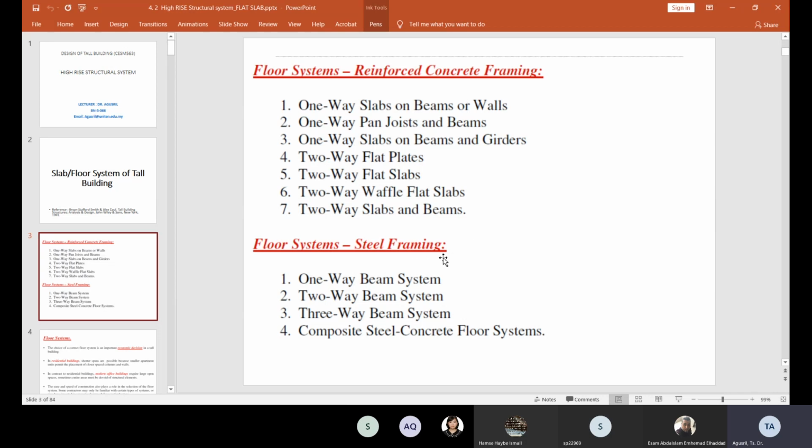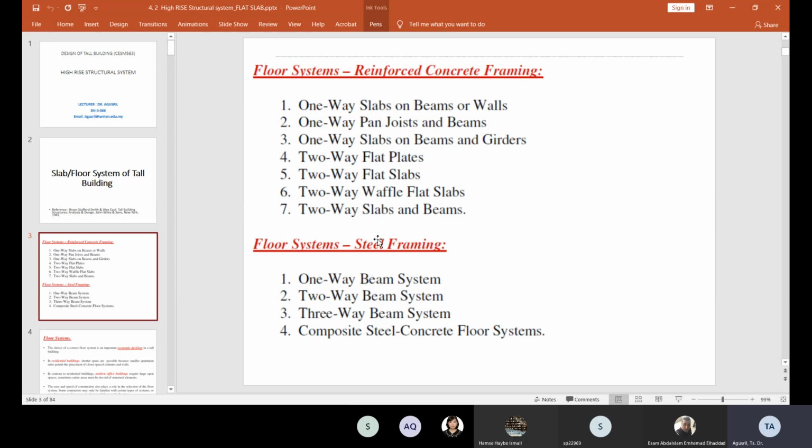And then for the steel structure, they also have the one-way beam system. Normally for this steel frame, they have the steel deck. Some people also call it the composite deck. So the bottom part of the slab consists of the steel deck plus the thin concrete. Then they also have the one-way beam system, the two-way, and the three-way, depending on the type of support.